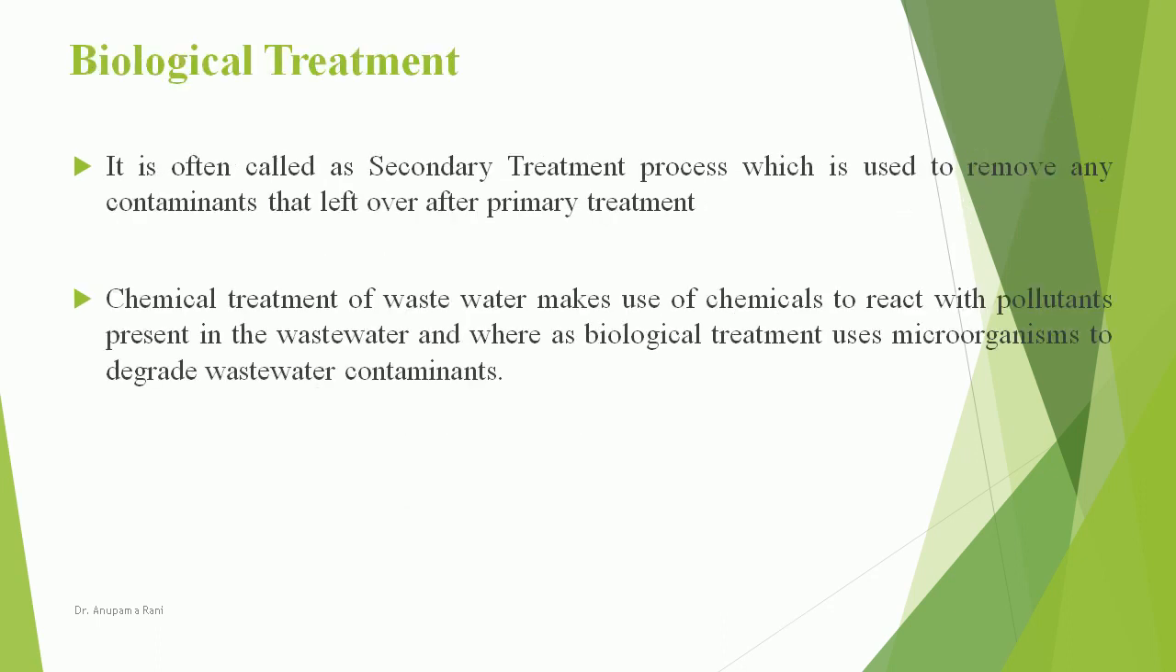Coming to the biological treatment process. It is often called a secondary treatment process, which is used to remove any contaminants that are left over after primary treatment. Chemical treatment of wastewater makes use of chemicals to react with pollutants present in the wastewater, whereas biological treatment uses microorganisms to degrade wastewater contaminants.